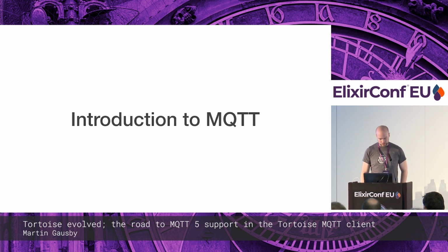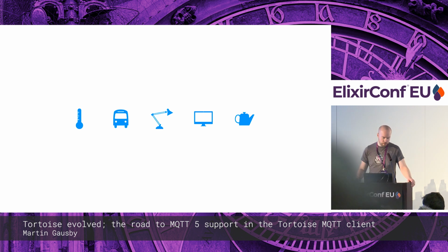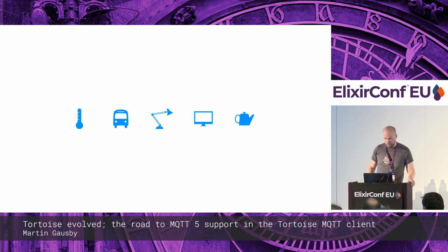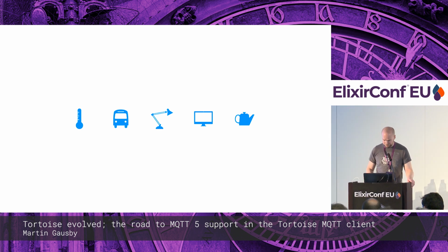So first, introduction. As Francesco said, it's a lightweight protocol, and it's used for machine-to-machine communication. So say we have these devices. We have a thermometer. We have a bus driving in the wild, posting data to the broker, and so we can see where our buses are. We can use the protocol to send commands as well. So we could send to the lamp that we wanted to turn on, and there's a wide range of applications.